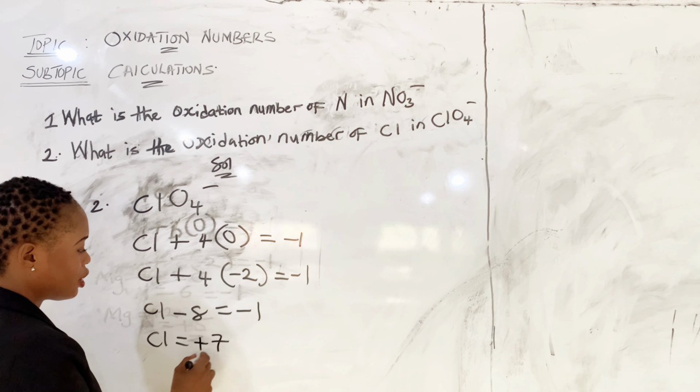So therefore, 2x over 2 equals 12 over 2. So you cross multiply. So x is equal to what? 6, which is plus 6. So that is to say that the oxidation number of X in X2O7 is what? Plus 6. Okay, so plus 6. I hope we understand.